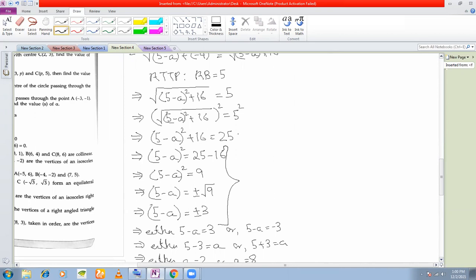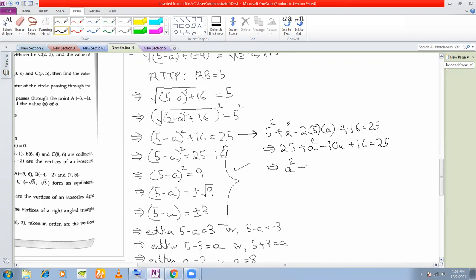Okay. What you could have also done is, from here, instead of proceeding in this manner, you could have expanded this. A square plus b square minus 2ab plus 16 is equal to 25. So you would have got here 25 plus a square minus 10a plus 16 is equal to 25. Now a square, take everything on the left hand side. So a square minus 10a plus 16 plus 25, and you are taking this 25 on the other side, it will become minus 25 is equal to 0, right?